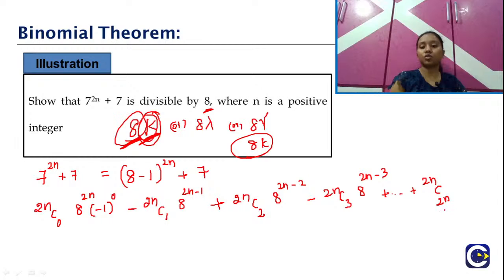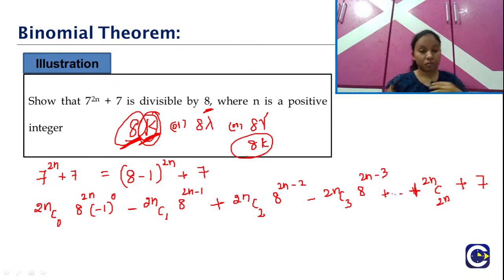2n c 2n. So 2n is a multiple of 2, so it will be an even number. Anything power an even term will be positive only, so here the sign will be plus only. Right? So 8 power 0 will be 1, and 1 power 2n will also be 1. So we can leave it like this. Plus, we are having 7 here. So this is the expansion for the term 8 minus 1 power 2n plus 7.